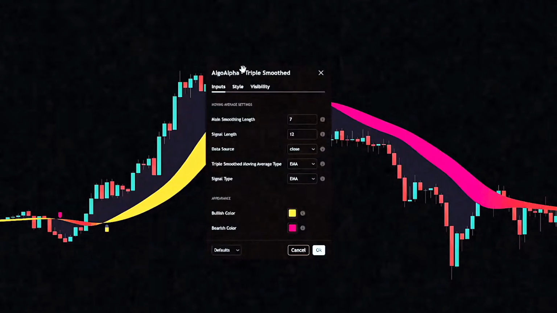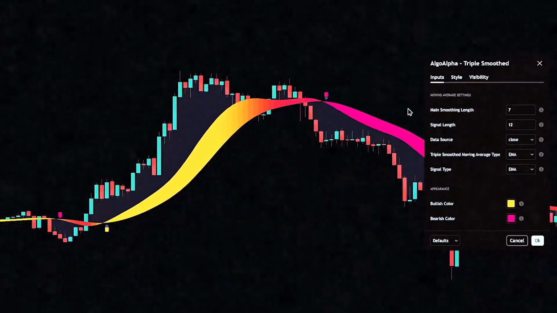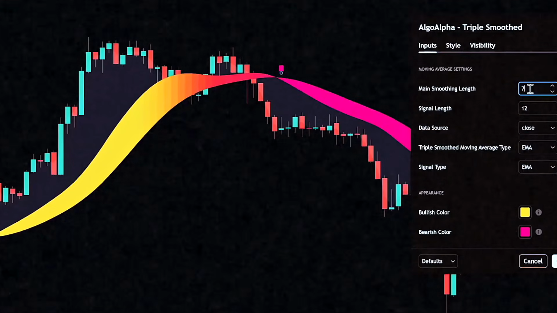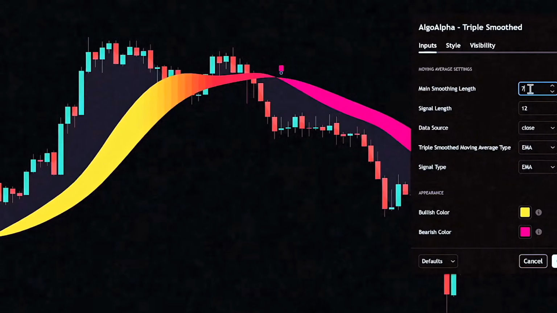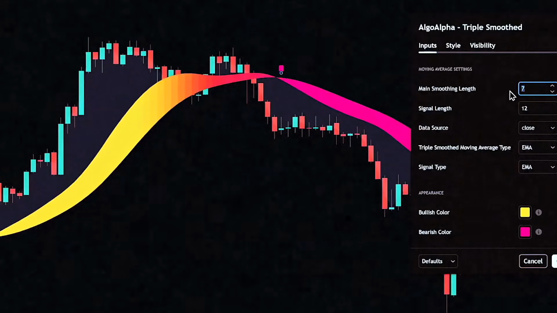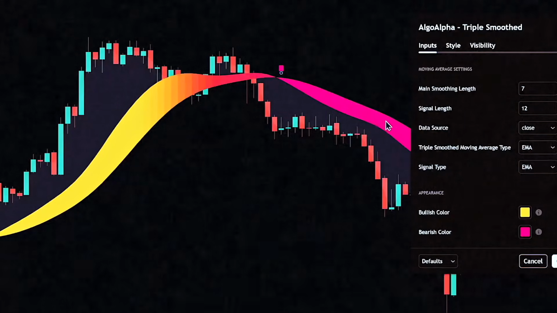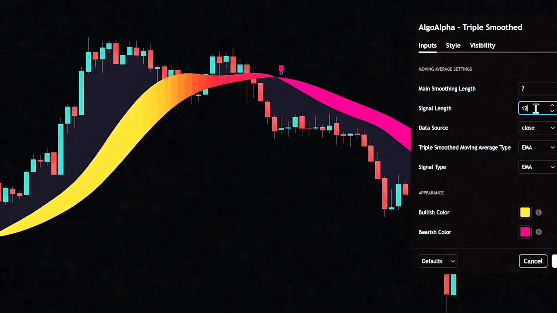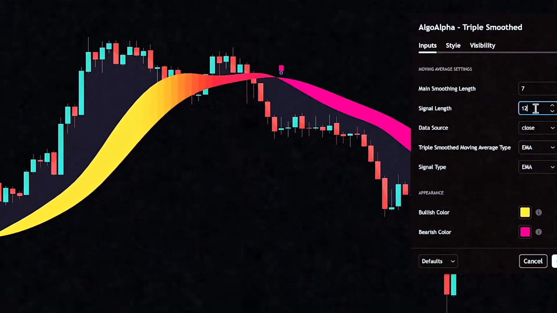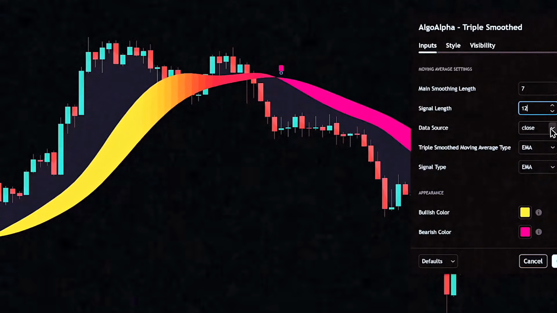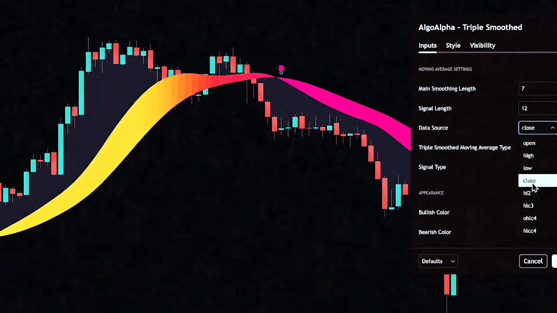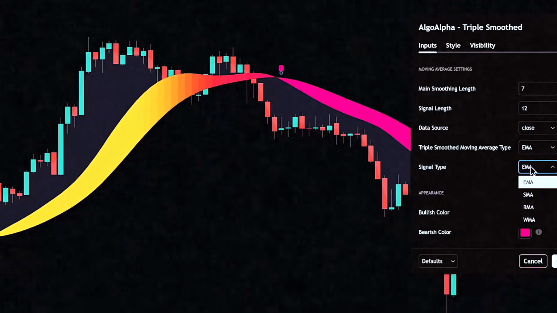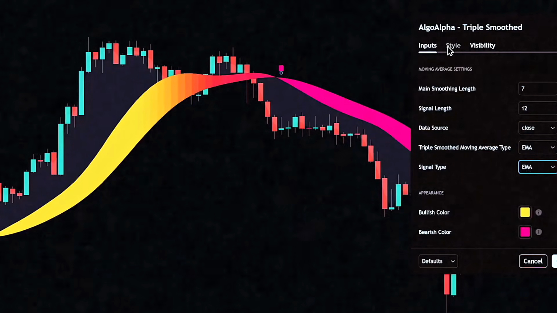If you head into the Settings tab, you'll see a lot of customizable options. There's the main smoothing length, which controls how sensitive the triple smoothing calculations are, essentially how quickly the indicator responds to changes in price. Then there's the signal length, which affects how sensitive the signal line is. You also get to choose the data source you want to use, like the close price, and select the moving average type for both the triple smoothing process and the signal line calculation.